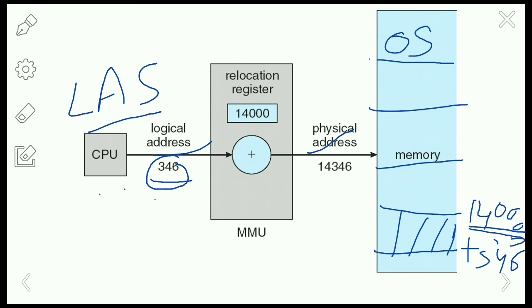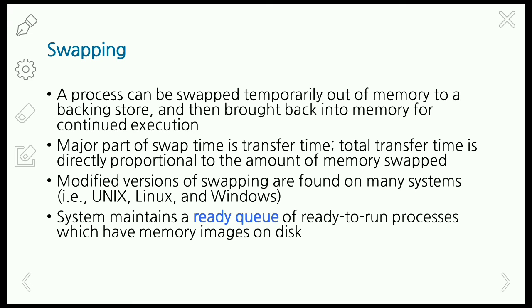And swapping: a process can be swapped temporarily out of the memory to a backing store and then brought back to the main memory for execution. The major part of swap time is transfer time, that is the total time. Transfer time is directly proportional to the amount of memory swapped here. Modified versions of swapping are found in many operating systems like Unix, Linux, and Windows.